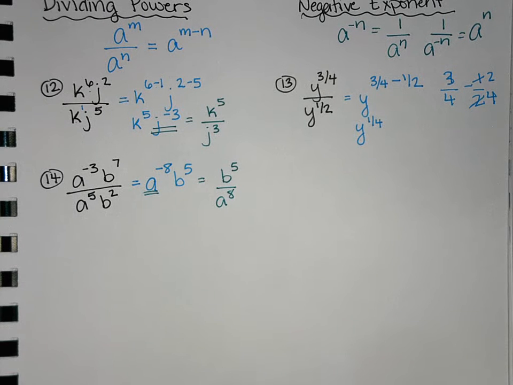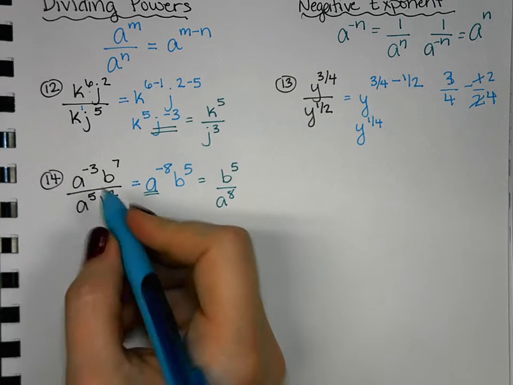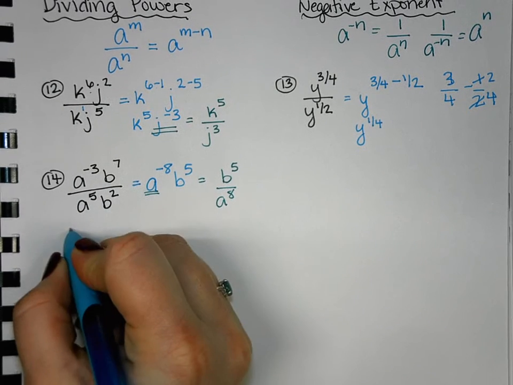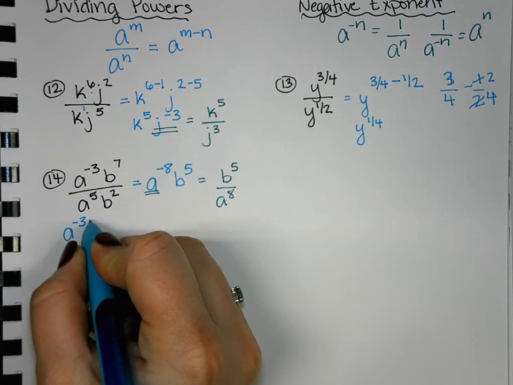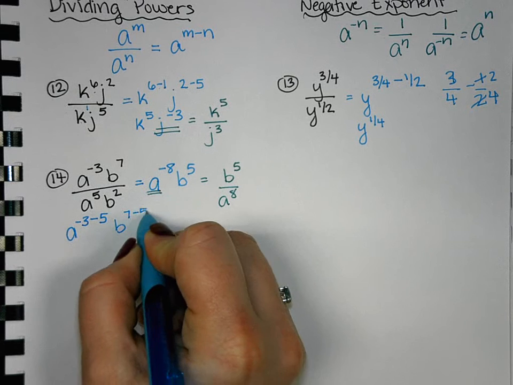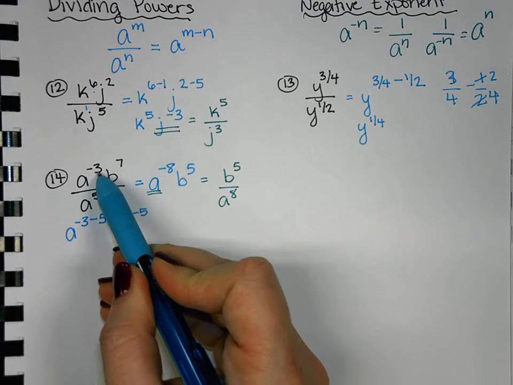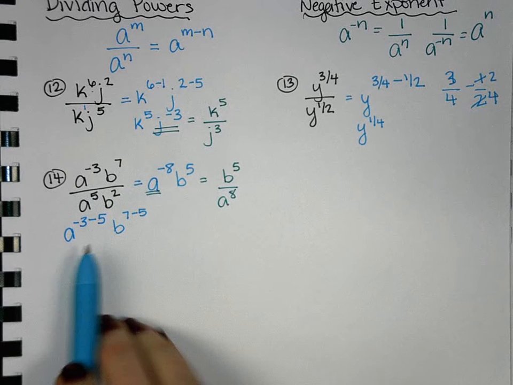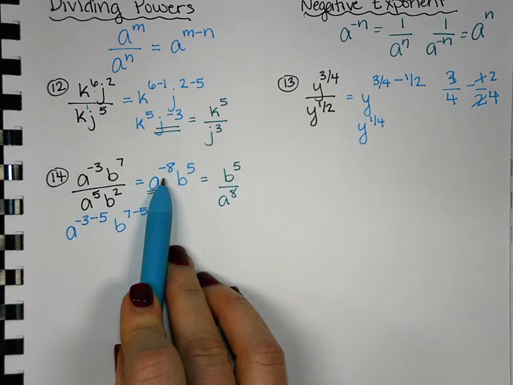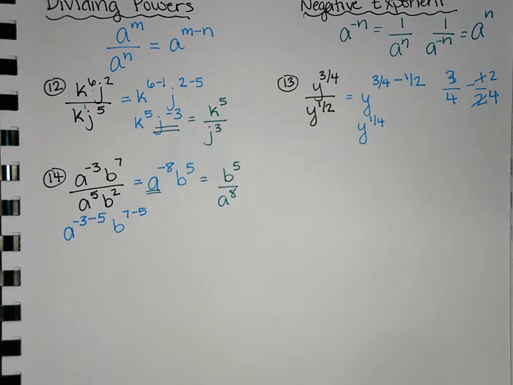Okay, this one, anyone not know how we got negative 8? Okay, so the step that's in between here, that if you need to write, a to the negative 3 minus 5 and b to the 7 minus 2. So we're taking the top exponent of a, subtracting the bottom one. So negative 3 minus 5 is how we got negative 8. Okay, it is really common. We always want to make everything positive, but we have to let the numbers tell us what it is.